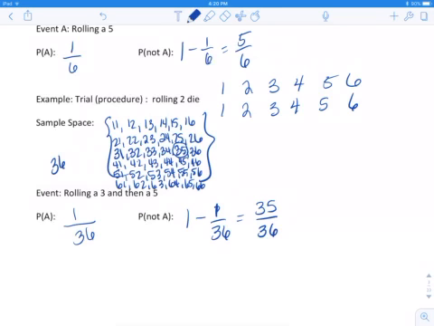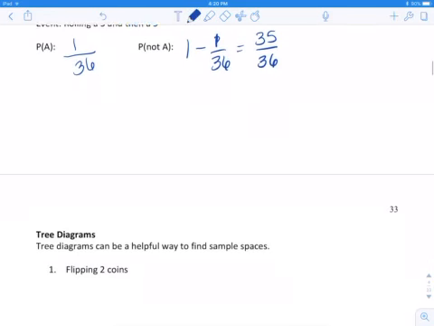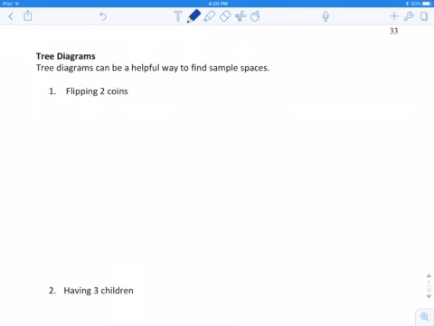Now, you might say with this one that it's hard to keep track of exactly what all you need to write. So instead of just trying to write out all these outcomes, on the next page we're going to learn how we can use what are called tree diagrams to help us find sample spaces. So the first example we're going to look at here is just flipping 2 coins. So kind of along the top row, you're going to write what could happen the first time. So the first time flipping a coin, you could either get a head or a tail.